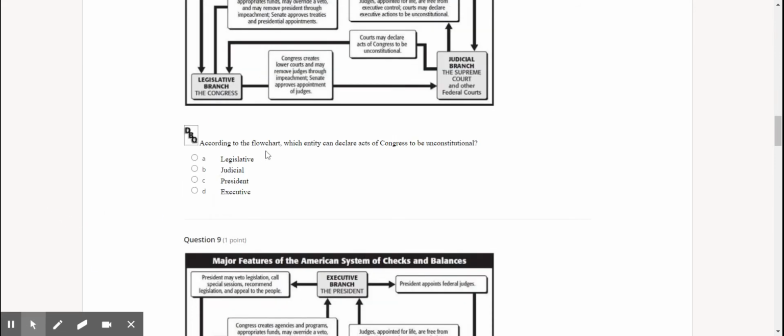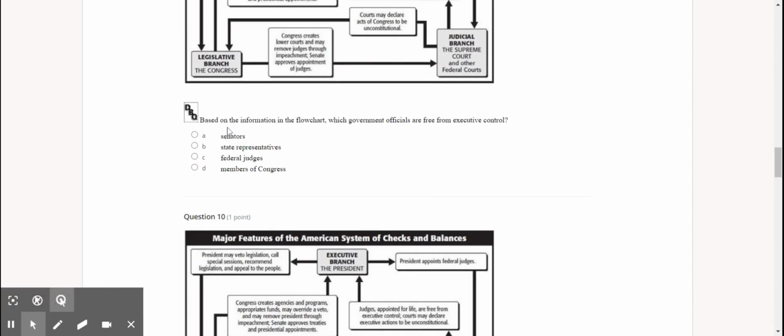Number 8, according to the flowchart, which entity, the legislative branch, the judicial branch, or the executive branch, can declare acts of Congress to be unconstitutional? Is that the legislative branch, the judicial branch, the president, or the executive branch? Number 9, based on the information in the flowchart, which government officials are free from executive control? The senators, the state representatives, federal judges, or members of Congress?